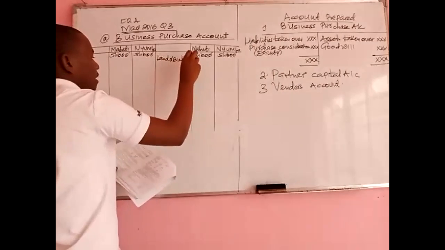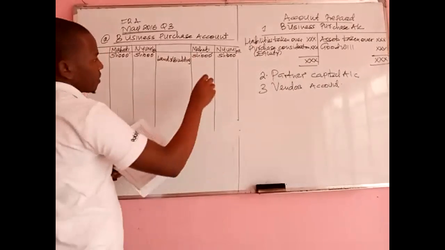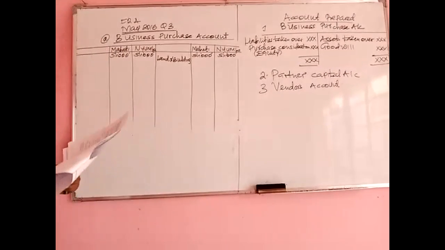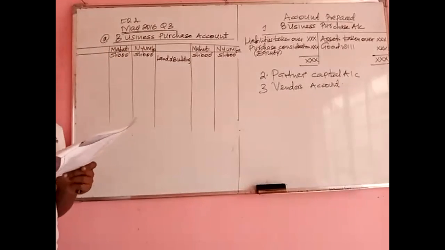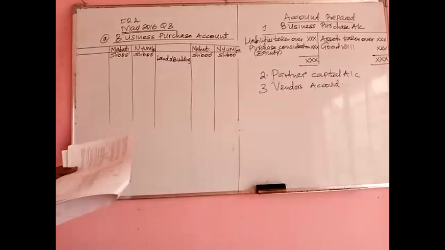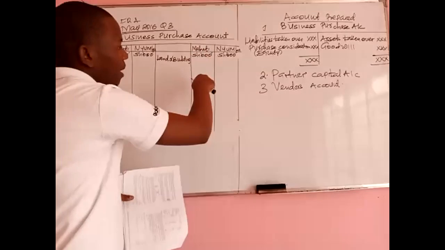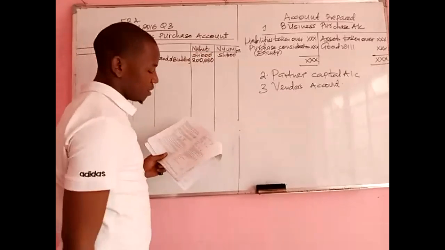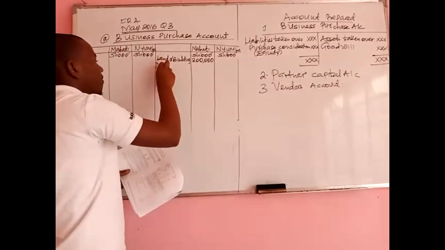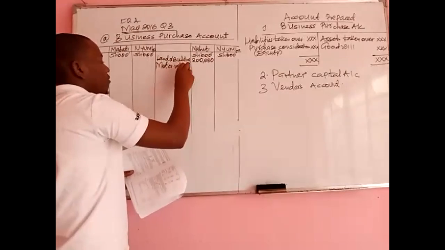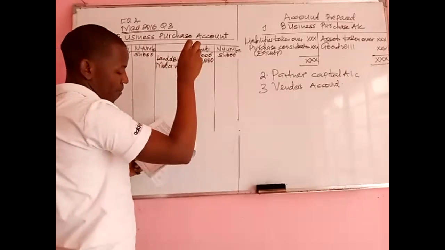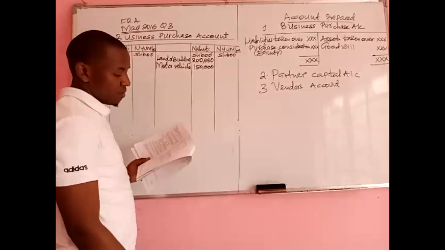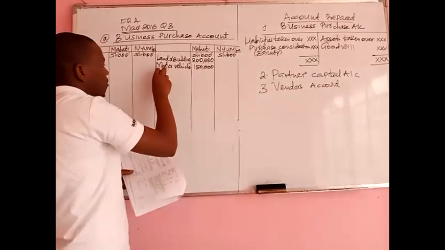What is the value of the land and buildings? 200,000. We were told in additional information number 1 that Mabati took over all the non-current assets, so this 200,000 is Mabati's. The other one is the motor vehicle, which is 150,000. That is also a non-current asset.